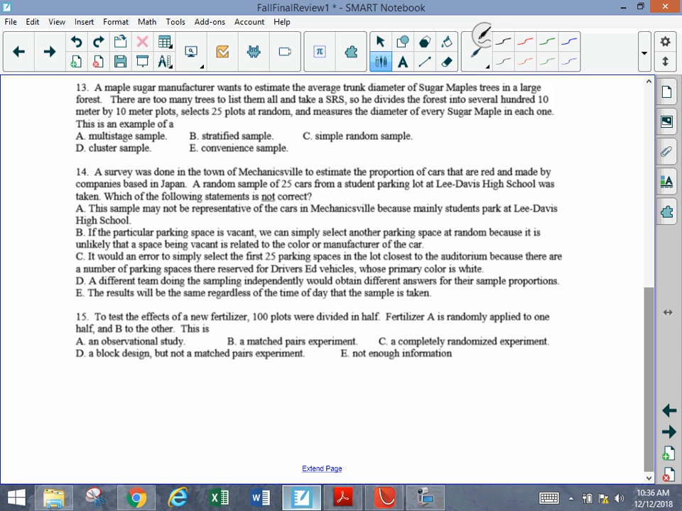Trunk diameter of sugar maple trees in a large forest. There are too many trees to list them all and take an SRS. So he's going to divide the forest into several hundred 10-meter by 10-meter plots and select 25 plots at random, and measure the diameter of every sugar maple in each one. This is an example of what?